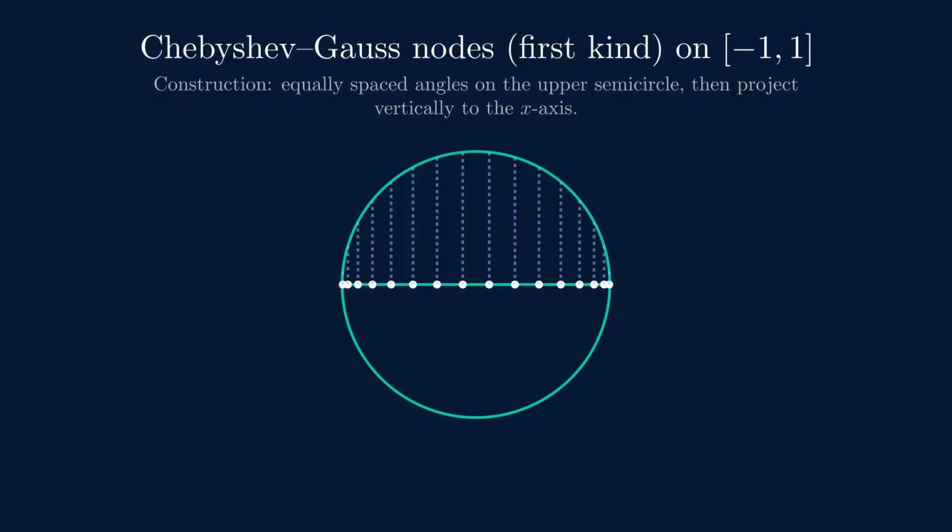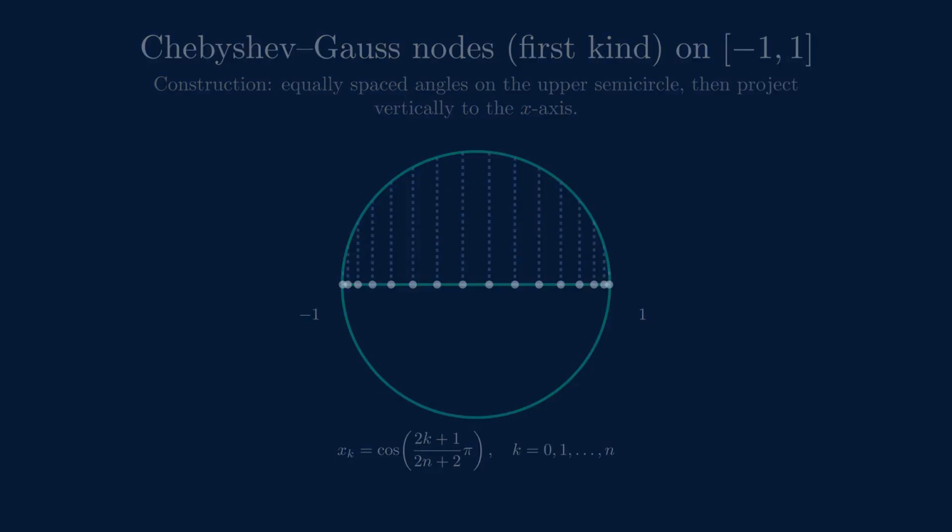Formally, x sub k equals cosine of (2k plus 1) over (2 times (n plus 1)) times pi, for k from 0 to n. Notice the increased density near plus and minus 1. The spacing tightens toward the edges.